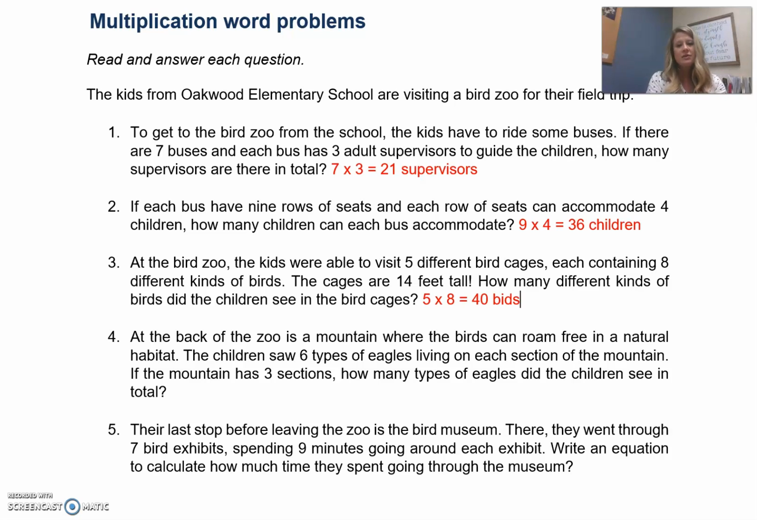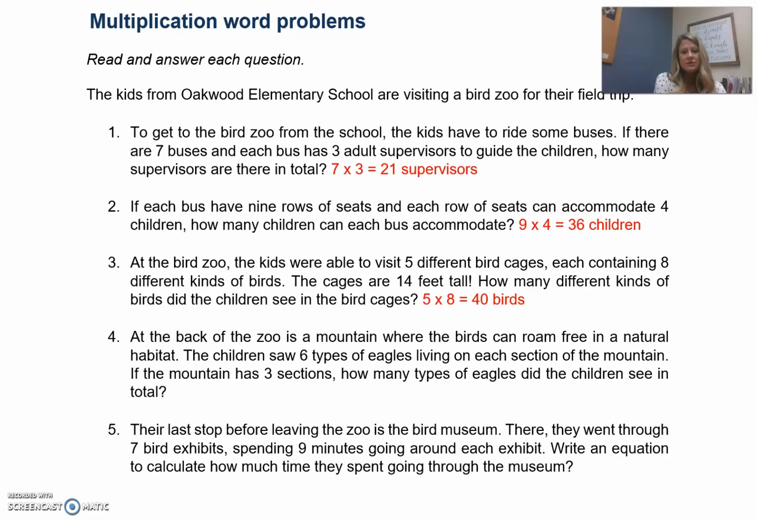So we didn't need to know how tall each of those cages were. That's what we call extra information. And sometimes you need to be able to weed that out so that you can really focus in on what the important information is in a problem. That's a great skill to develop. Let's go to number 4.